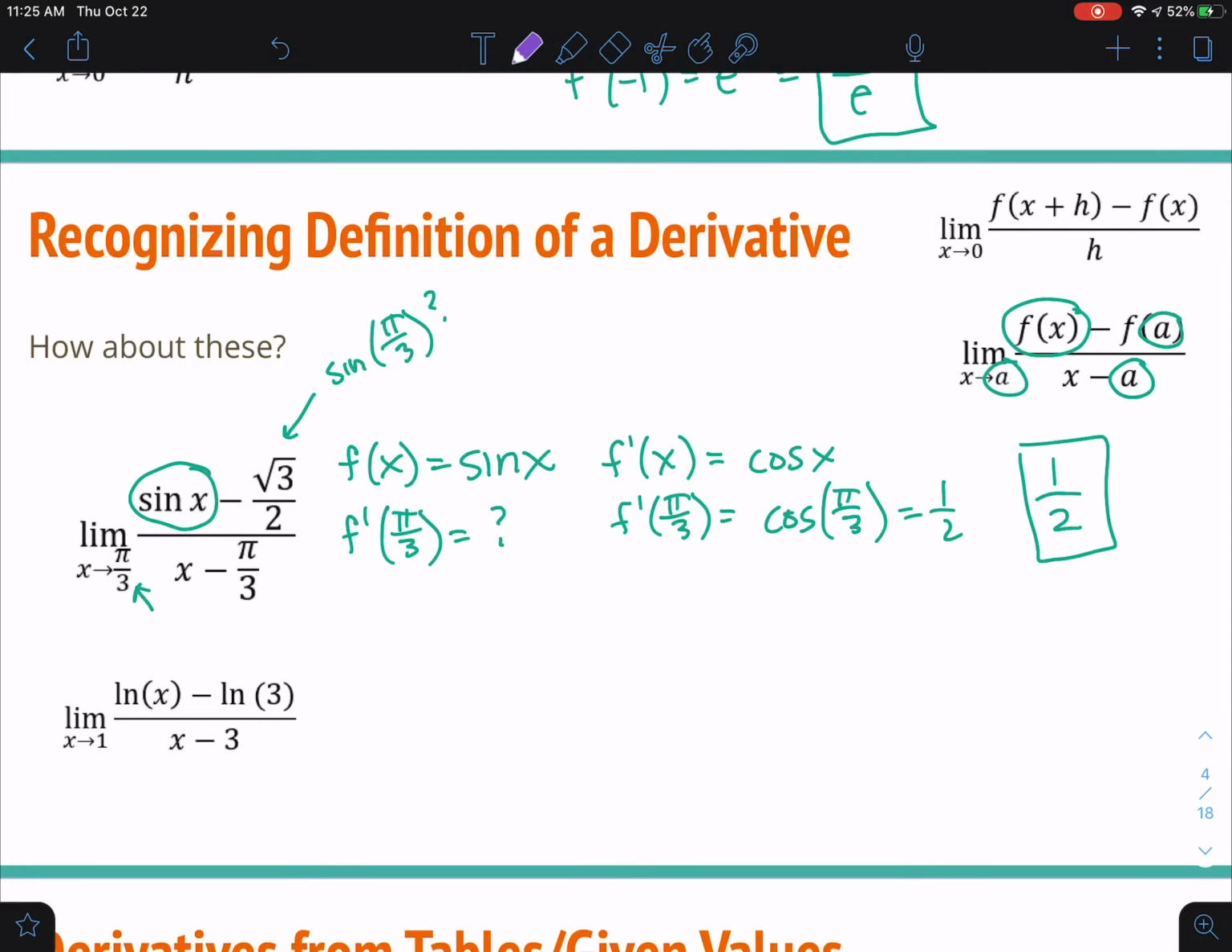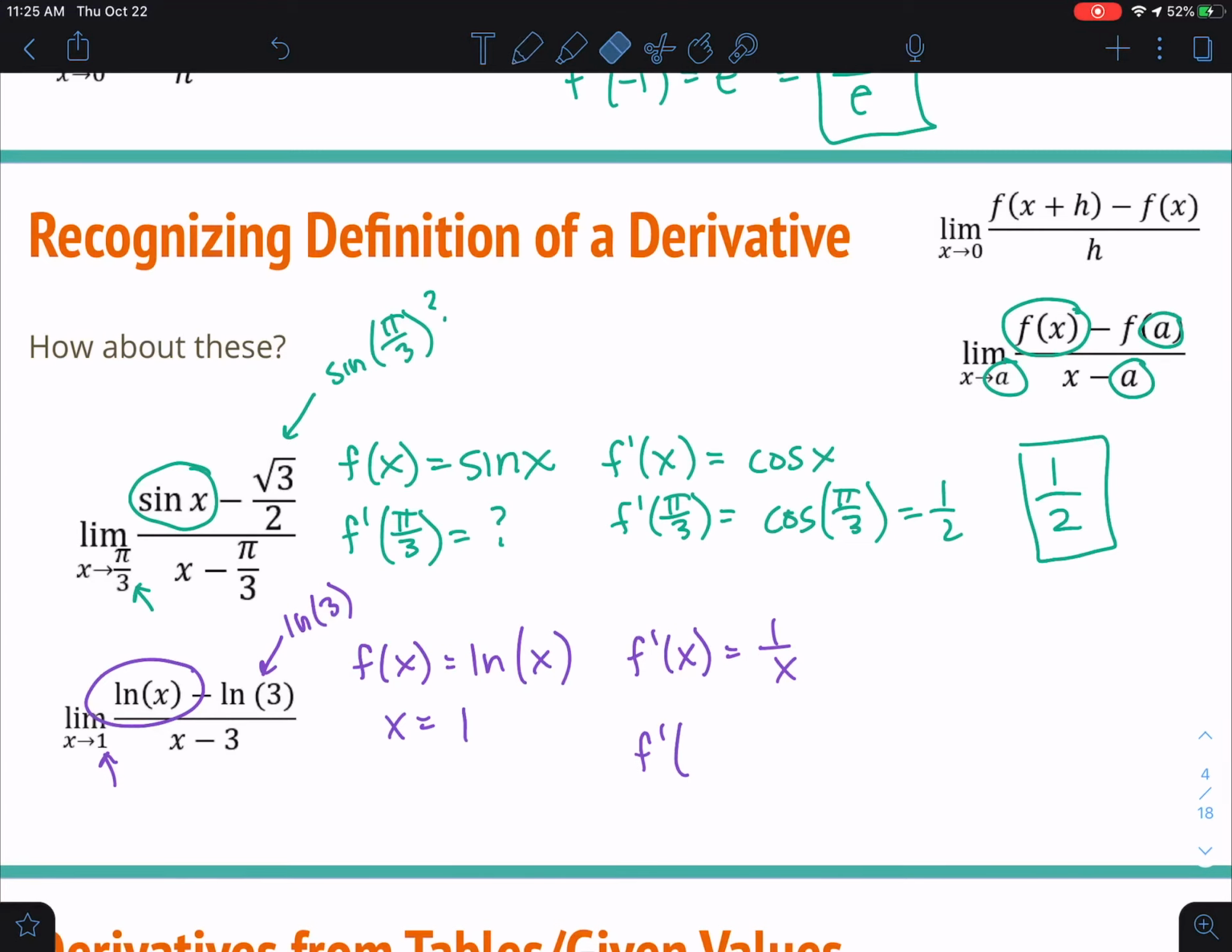And then the last one, we have natural log, so I know this is going to be my function. And I know that this is going to be my x value. So this is basically saying, double check, is this the ln of, if you plug this number in, is that what you get in that second part? And it is. So I'm going to find f prime of x is going to be 1 over x. So f prime of 3 is going to be 1 over 3. So my answer there is going to be 1/3.